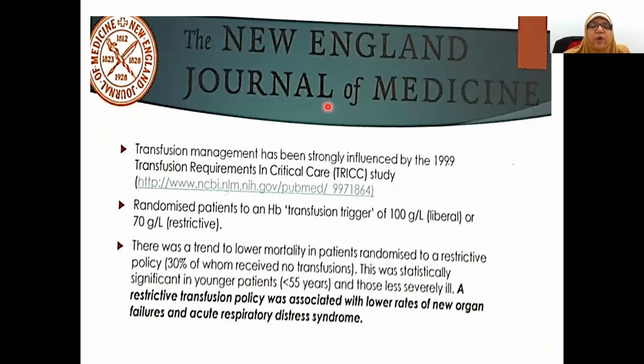And people will always quote this study when they talk about PBM, which was done on a large group of critically ill patients. They randomized 2 groups that require transfusion, either the liberal group or the restrictive group. One has the cutoff at 10 gram. The other has the transfusion trigger at 7 or less. The outcome was better in the restrictive group. So it means that transfusing the patient more does not lead to a better outcome.